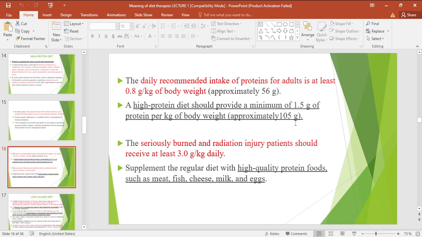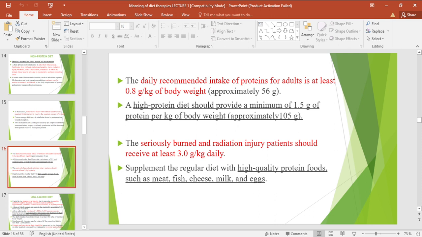The daily recommended intake of proteins for adults is basically about 0.8 grams per kilogram of body weight, and that is about 56 grams per day. And the high protein diet should provide a minimum of 1.5 grams of protein per kilogram of body weight, and that will be approximately 105 grams. So you have to substitute according to your body weight.